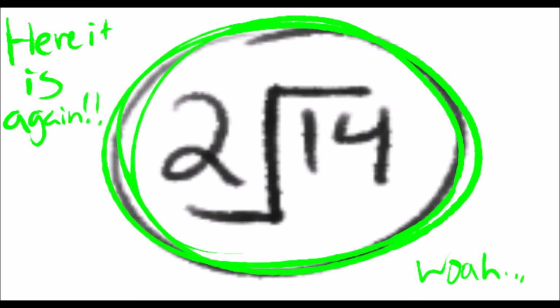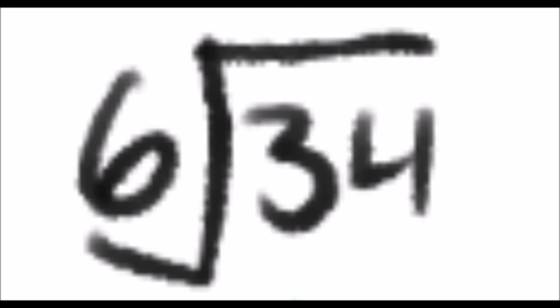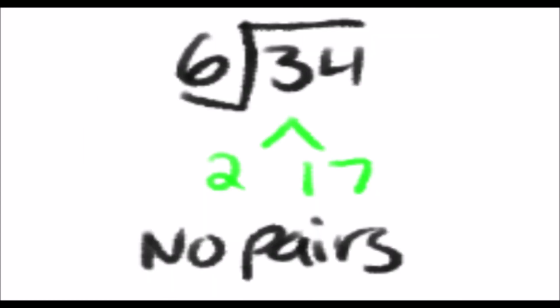It's 2 radical 14. Sometimes you'll get real whole problems like 6 radical 34, which can't be simplified because 34 breaks into 2 and 17. And haha, sucker, you can't get pairs out of those numbers.